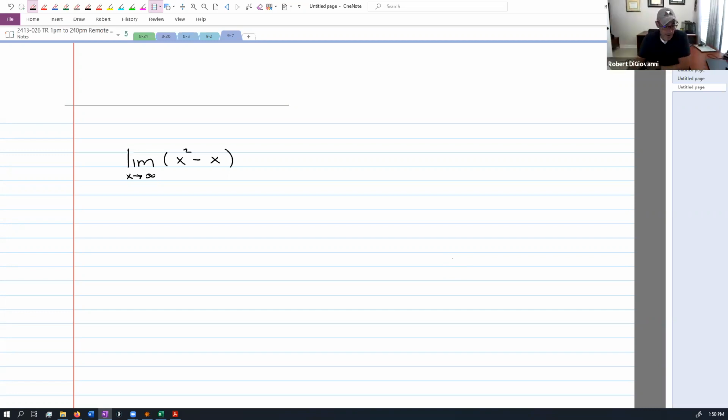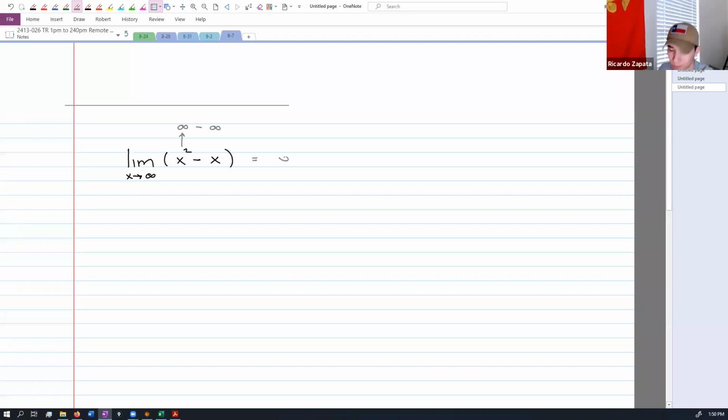All right, what do we got? So where's this headed? x squared goes to infinity, and then we take away from that infinity. And the x squared dominates the x, right? So this should just become positive infinity. I already kind of explained that to you, right? I want to show you how I can prove this to you a different way.